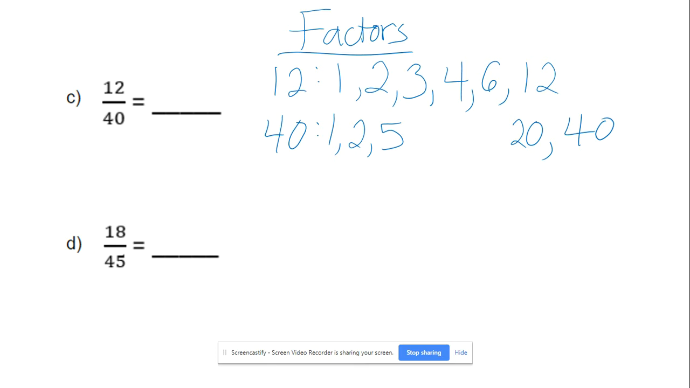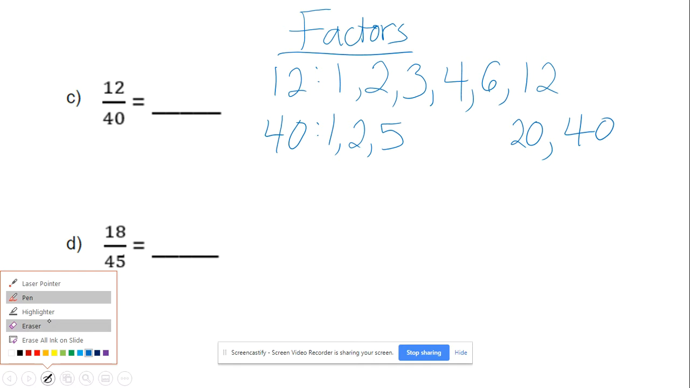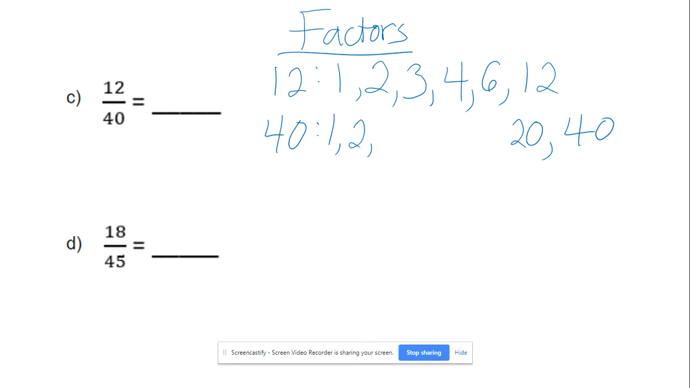5. Ooh, you know what? I should do one before 5. It doesn't have to be in numerical order. There we go. So 4 times 10 is 40. And 5 times 8 is 40.